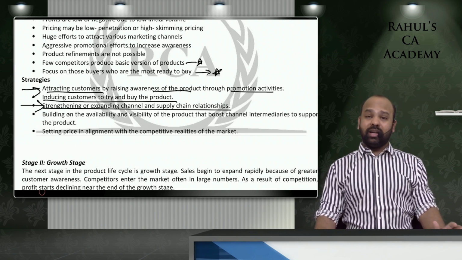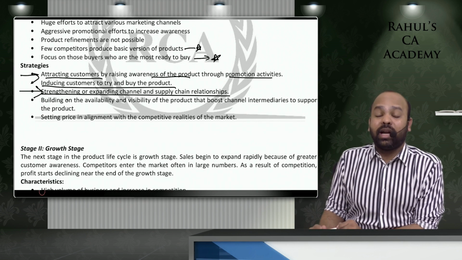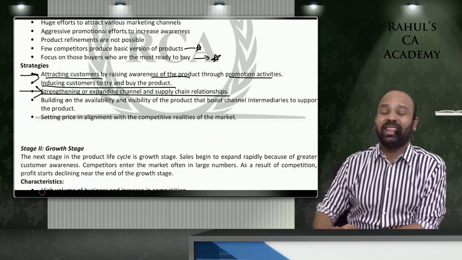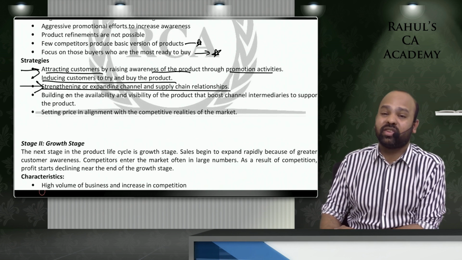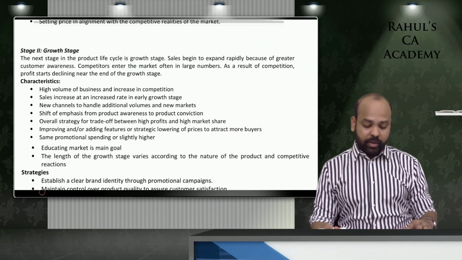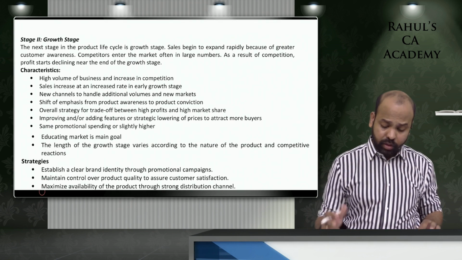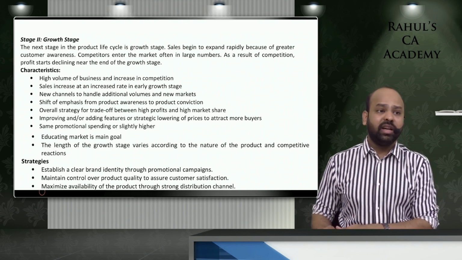So under introduction phase, guys, the most common strategy that you are seeing is that they're trying to attract customers by raising awareness. They will strengthen their promotional activities, guys. They will strengthen their supply chain, distribution network. The next one, beta, is very important. Growth stage, guys. Under growth stage, you will see, beta, that the volumes are drastically increasing, guys.